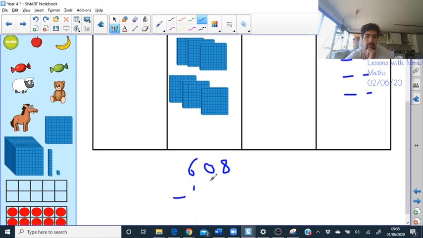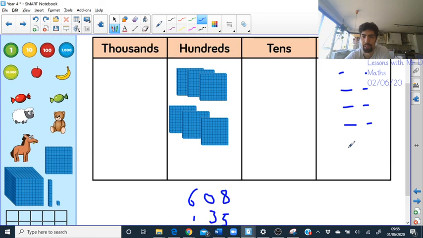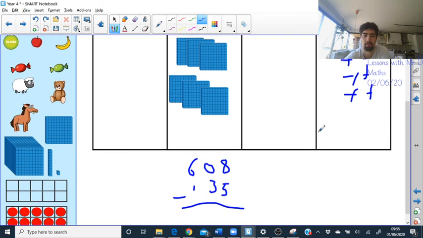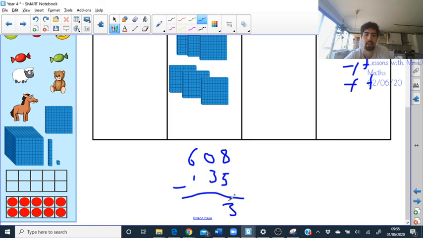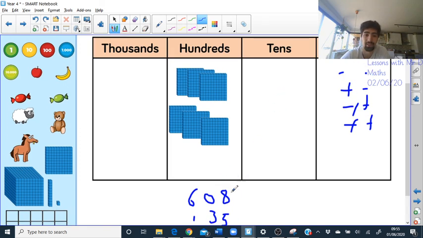Take away 135. So I start with my ones as always. And 8 ones, take away 5 ones, that should be okay. 1, 2, 3, 4, 5. And I've got 3 ones left over. Now I've got no tens. I've got to take away 3 tens. This is going to be tricky, but not to worry because I can regroup.